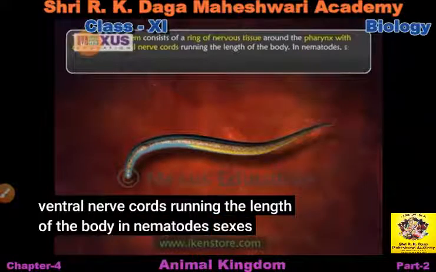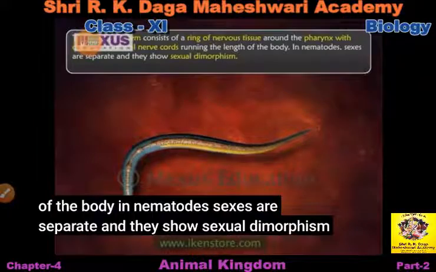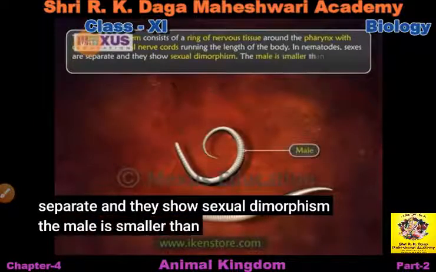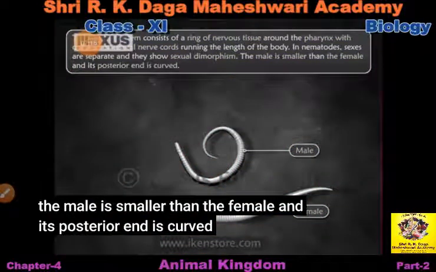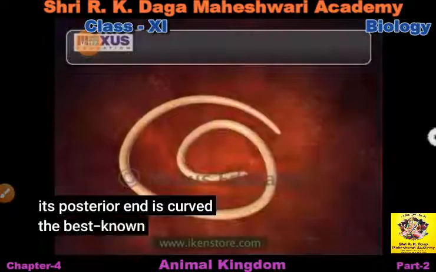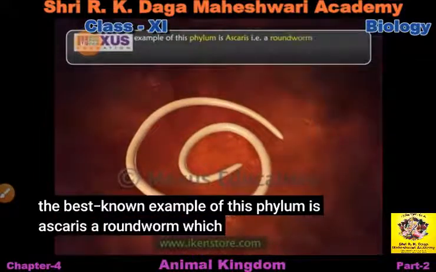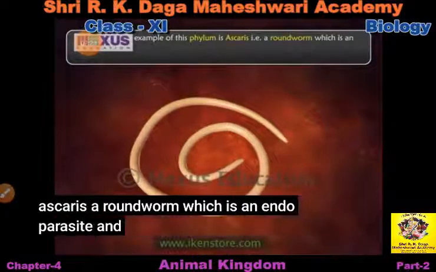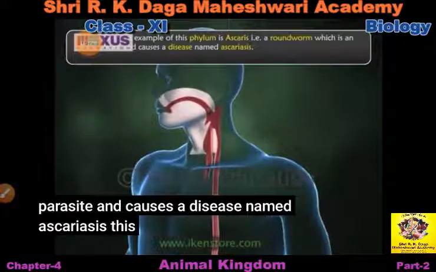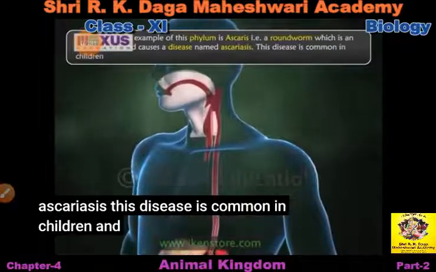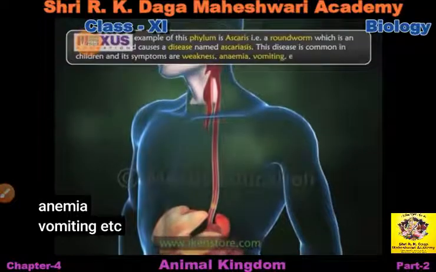In nematodes, sexes are separate and they show sexual dimorphism. The male is smaller than the female and its posterior end is curved. The best known example of this phylum is Ascaris, a roundworm, which is an endoparasite and causes a disease named ascariasis. This disease is common in children and its symptoms are weakness, anemia, vomiting, etc.